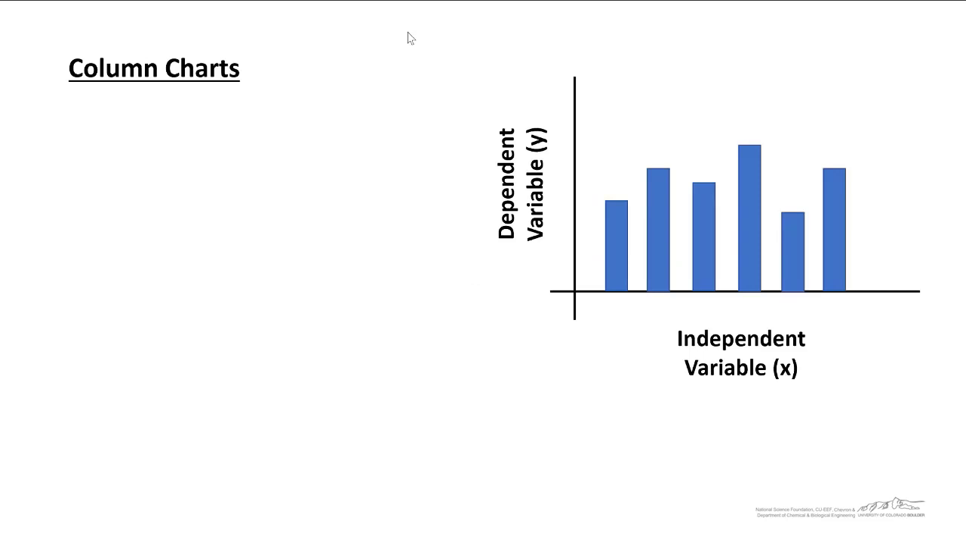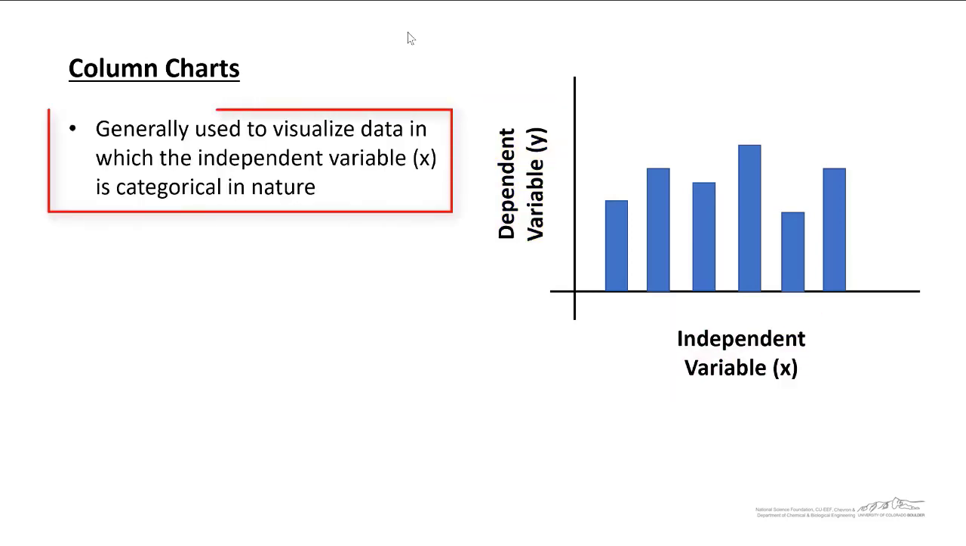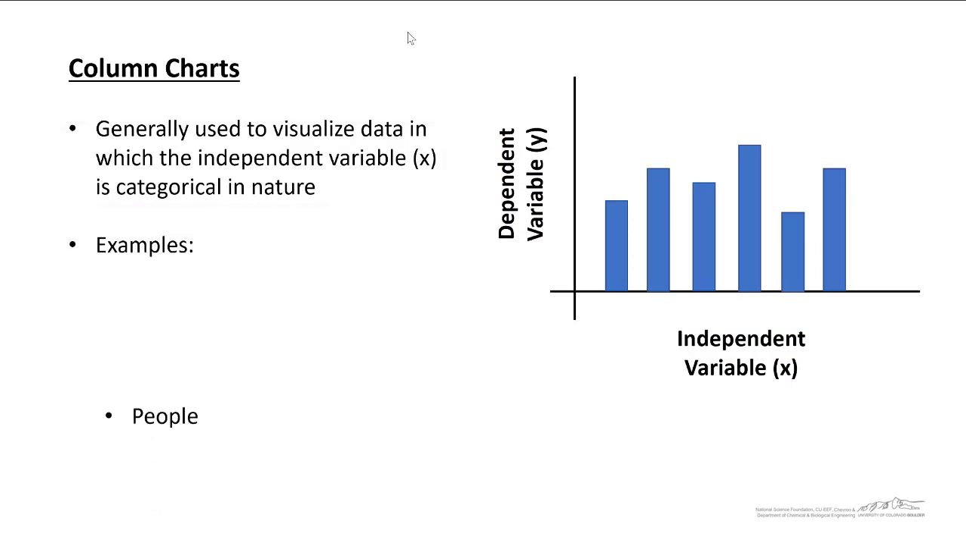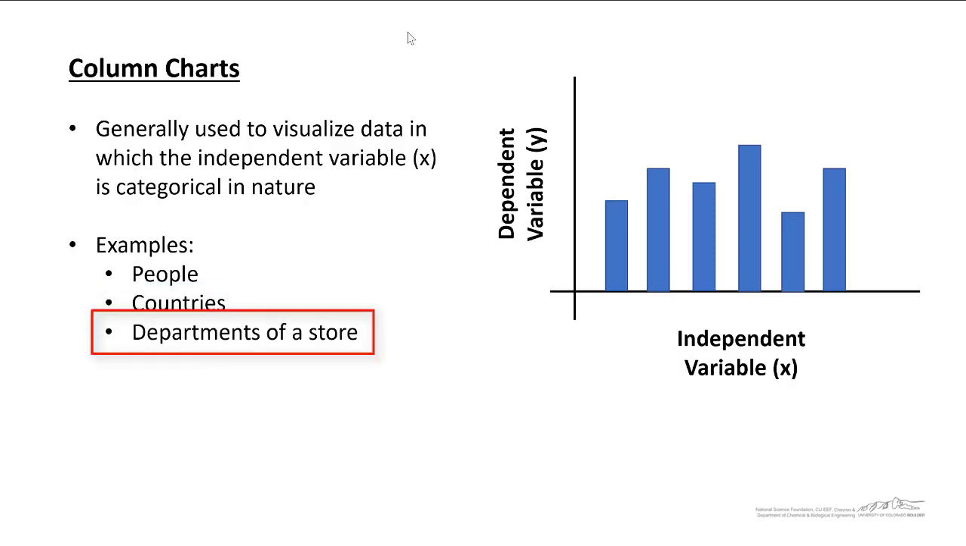Column charts also display bivariate data. We have a dependent variable and an independent variable, generally used to visualize data in which the independent variable is categorical in nature and not continuous. Some examples would be if you had people, maybe you have different staff in your department and each person is making different sales each year. So the dependent variable would be the sales. The independent variable would be the different people. So those are categories. Maybe countries, departments of a store.